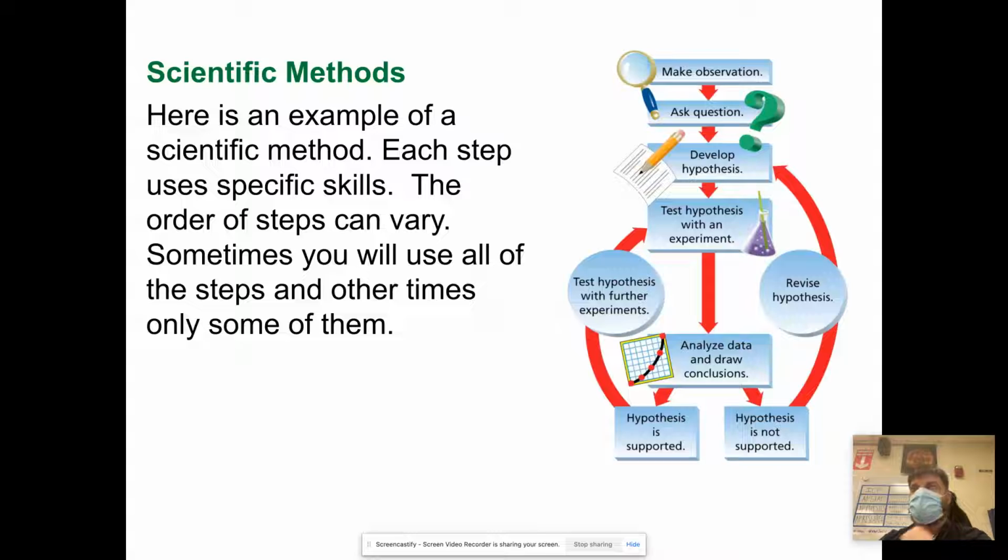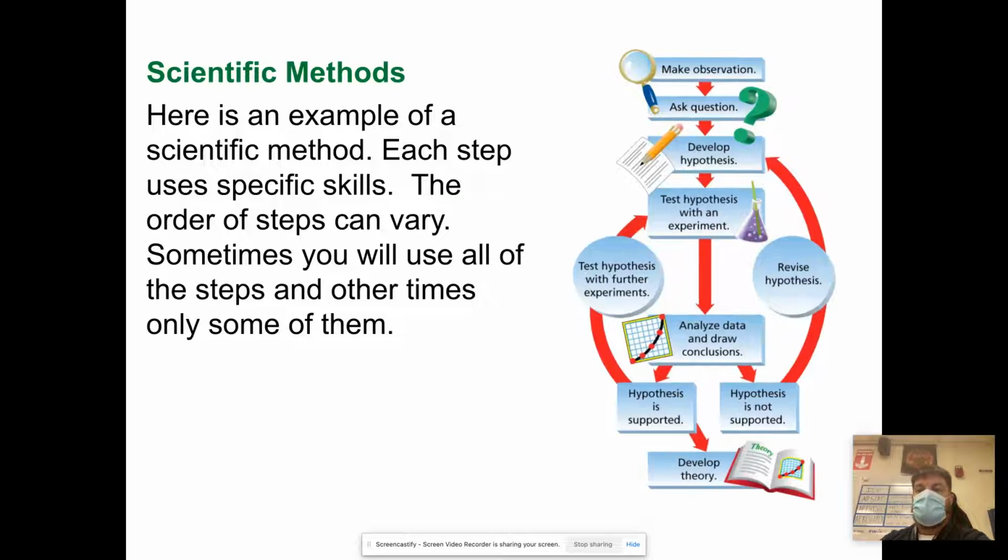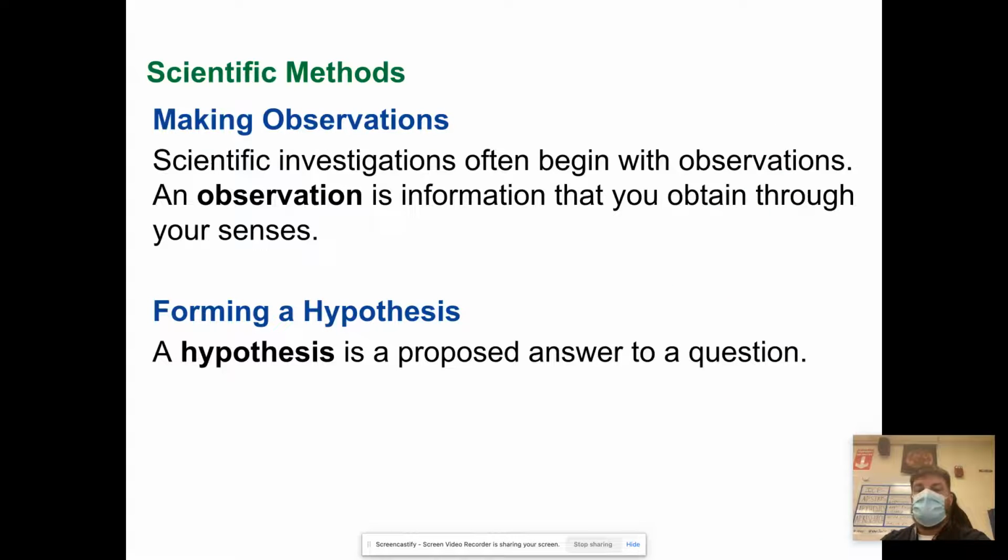You might test the running in the water one time, but it rains a lot. You probably would need to do it again and again and again to get an accurate observation. And then eventually, once you gather enough data, then you could develop a theory, and that's basically how the scientific method works. So making observations is a good place to start. You begin by just kind of observing things.